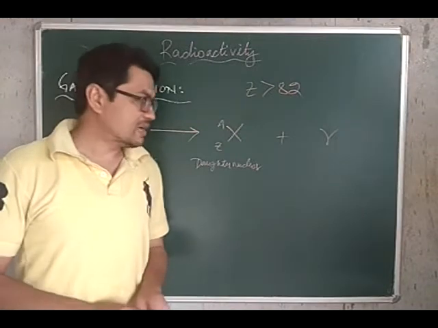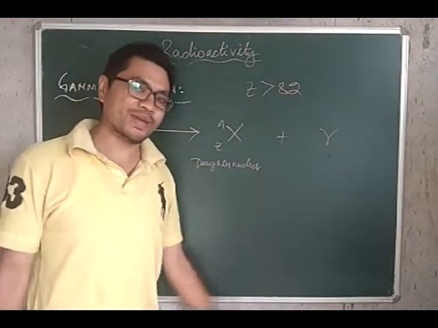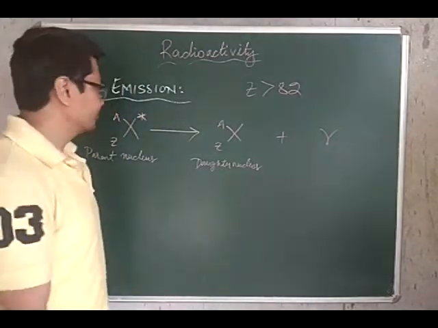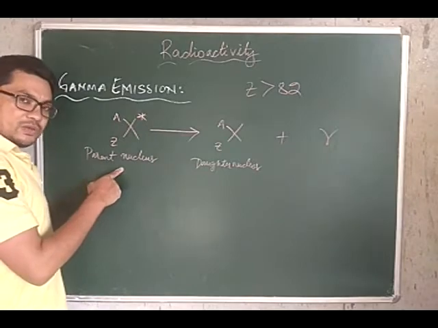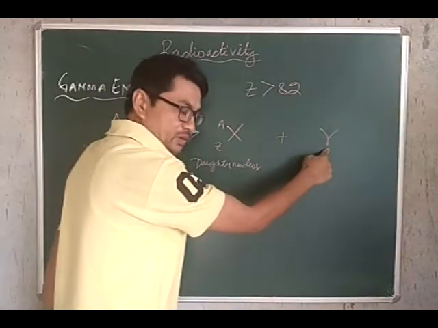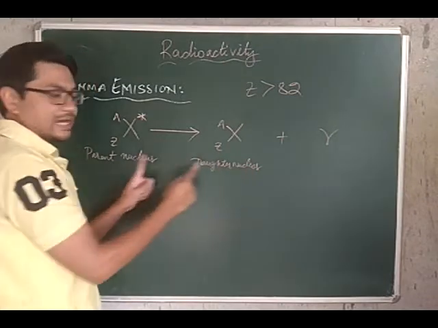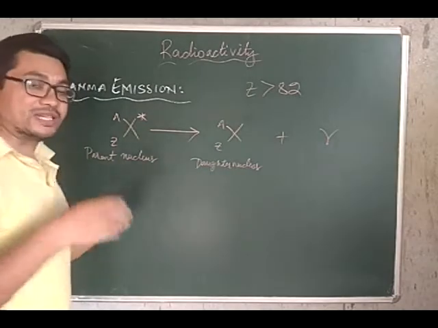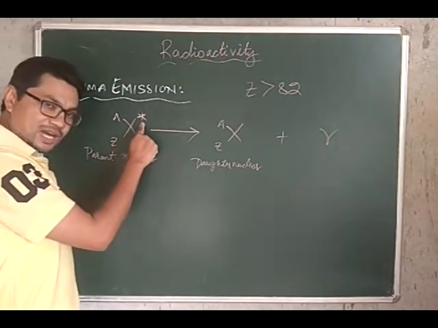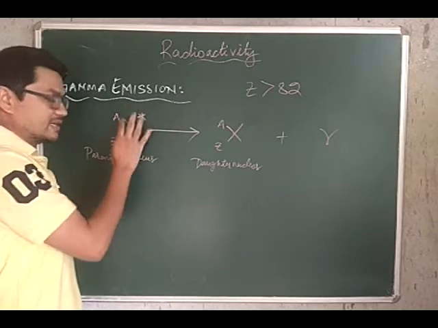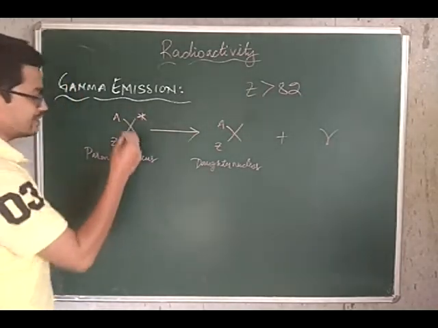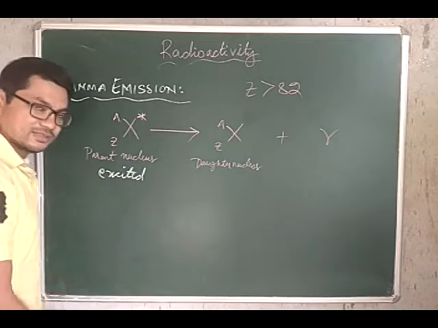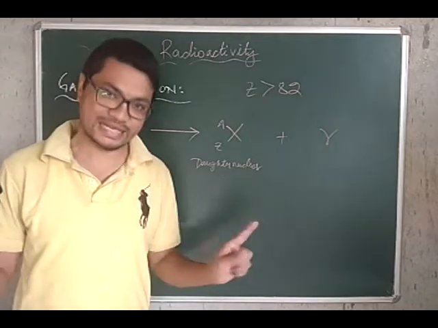Now talking about gamma emission, since gamma is an electromagnetic ray, it is massless. So this is the parent nucleus. With the emission of a gamma ray, there is no change in the daughter and the parent nuclei, remember. The parent nucleus and the daughter nucleus are one and the same. Only thing is, there is a star over here, an asterisk, in the case of the parent nucleus. This represents that the parent nucleus is an excited nucleus, whereas the daughter nucleus is not excited.